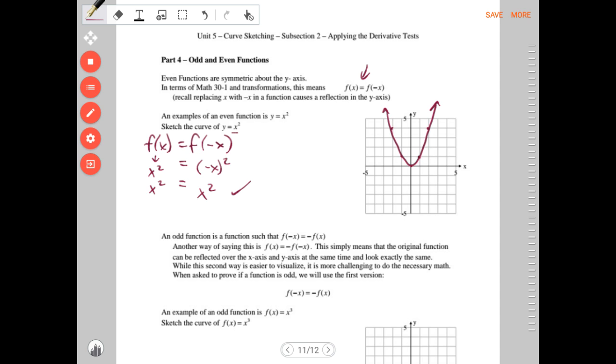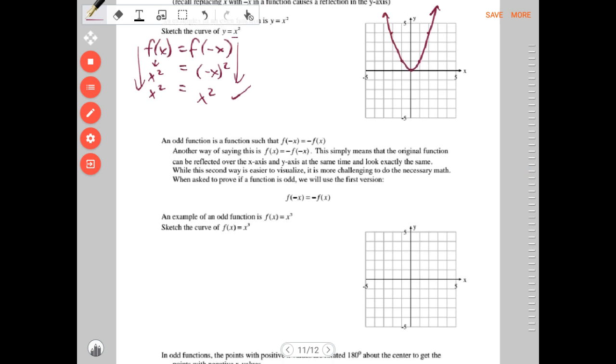So you can do it either way. You guys get to decide. I kind of like using this one. We're not doing formal identities here, so if we manipulate both sides, it's not a problem. Either way, x squared equals x squared. This is clearly an even function. Now, we don't have to test for odd functions for this guy because you can't be even and odd at the same time. Should make sense.